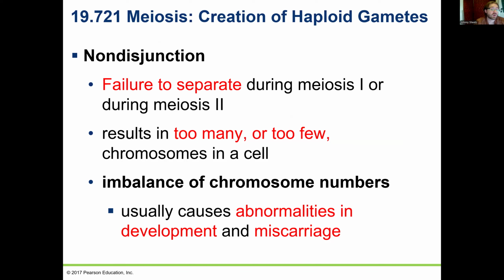Occasionally, issues occur. Non-disjunction is a phenomenon by which the chromosomes are distributed improperly during meiosis 1 or 2. This leads to abnormalities in development and miscarriages. This is also the process by which a lot of the missing chromosome or extra chromosome genetic diseases come about.